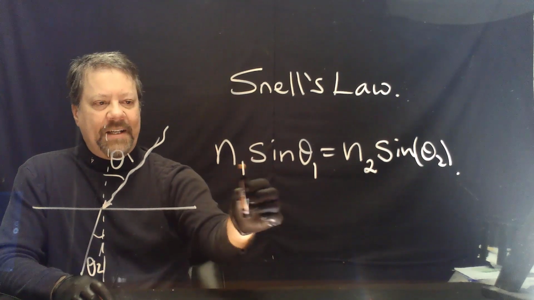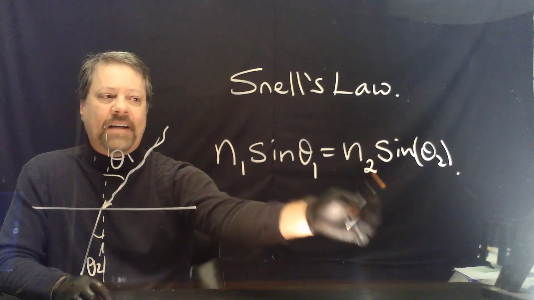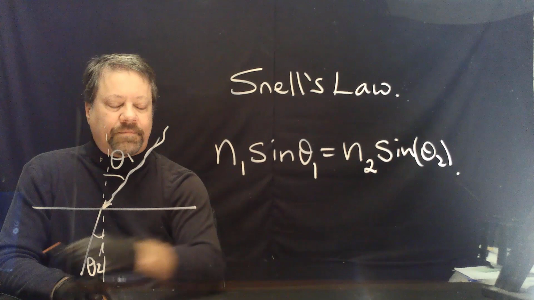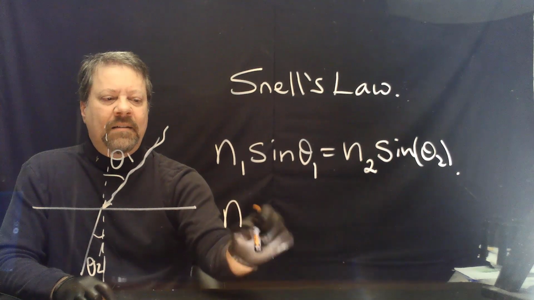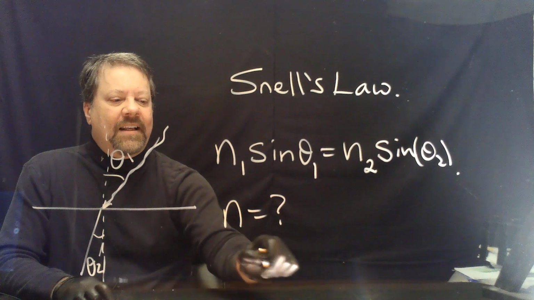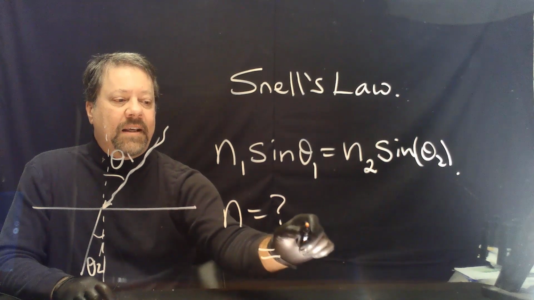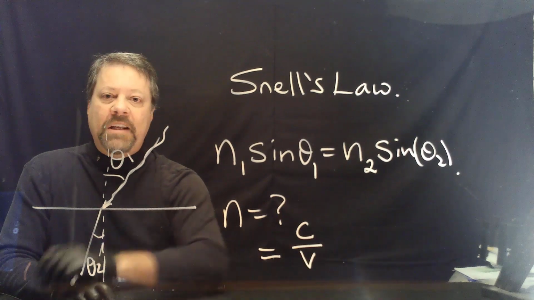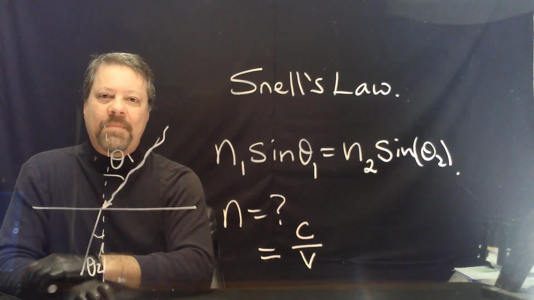That will depend upon the two indices of refraction, angle of incidence and angle of refraction. What is this index of refraction? The index of refraction is the speed of light in a vacuum divided by the speed of light in a particular substance.